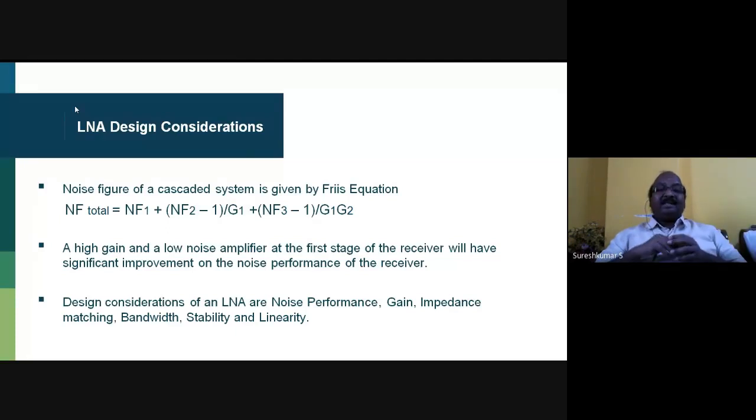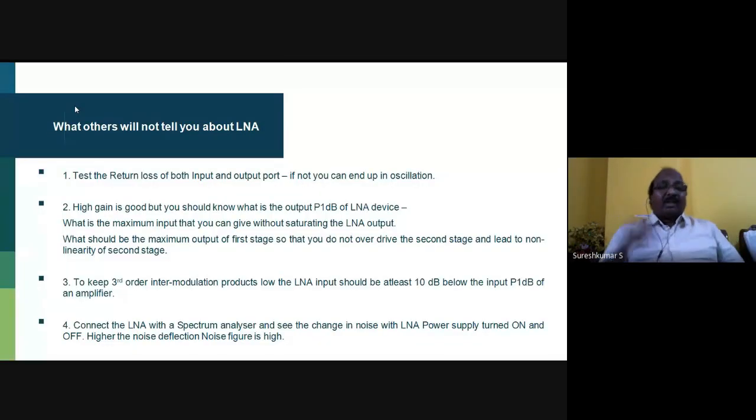The other thing is that a low noise amplifier should have very good gain, so that any further amplifiers added with high noise don't affect the noise performance. Higher the gain, from the first equation you can understand, the first stage gain is important to reduce the noise figure of the succeeding stages, and the stability of the amplifier and the linearity are important. I will tell you on this slide. Normally these things are not told to an LNA designer, whether for astronomy or any other application. These are the things which I try to tell our people to keep in mind.